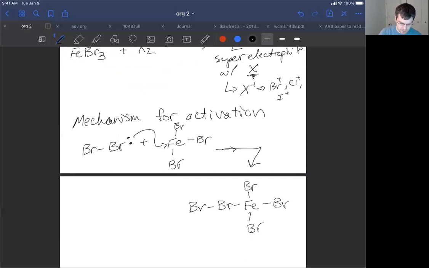Now, it's not super precise, but I like to show the Fe as having a negative charge. The reason why is it shows that the complex is overall neutral and the bromine has a now formal positive charge. Now it's the central bromine that has a positive charge.